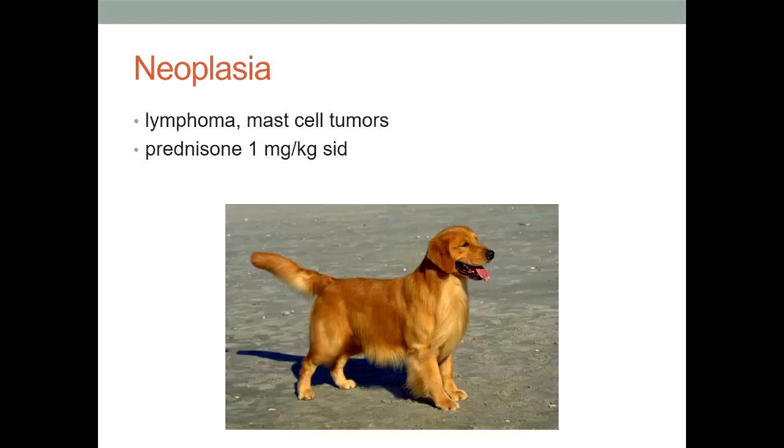All right, we talked about how glucocorticoids cause lymphopenia and that they destroy lymphocytes. So we can use them to help us with neoplasia. And again, I have a picture of a golden retriever up here because it breaks everybody's heart when they get lymphoma. But for the dose here, you absolutely can use steroids. It's part of the CHOP protocol to treat lymphoma. And we use prednisone at 1 mg per kg once a day.